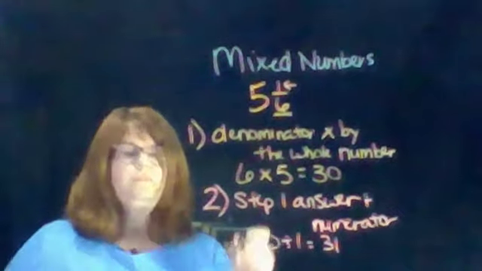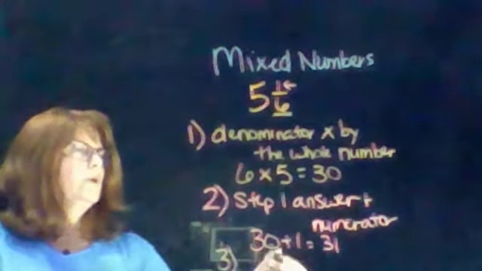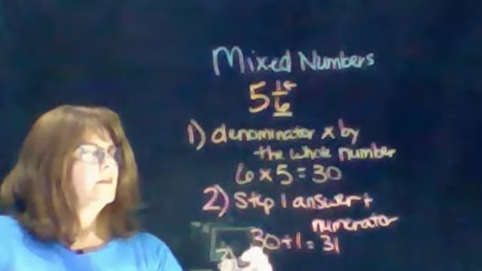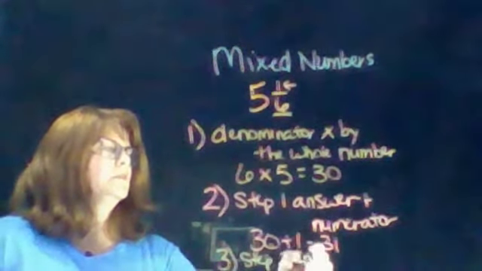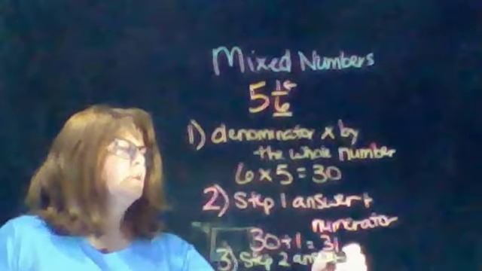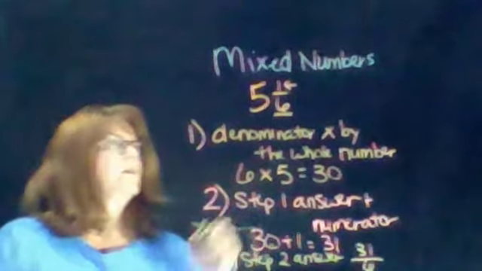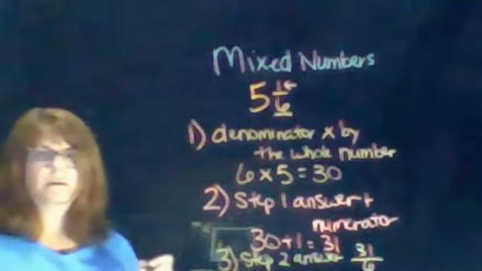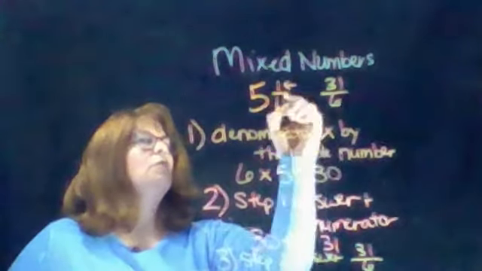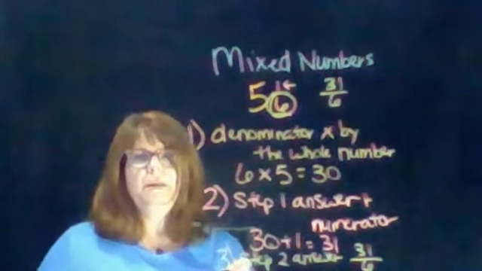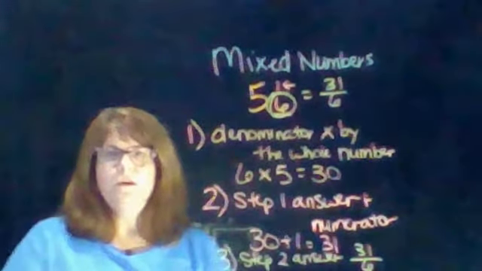So your third and final step is we're going to take the step 2 answer and put it over the denominator. So we have 31/6. You always keep the denominator the same. So 5 1/6 equals 31/6.